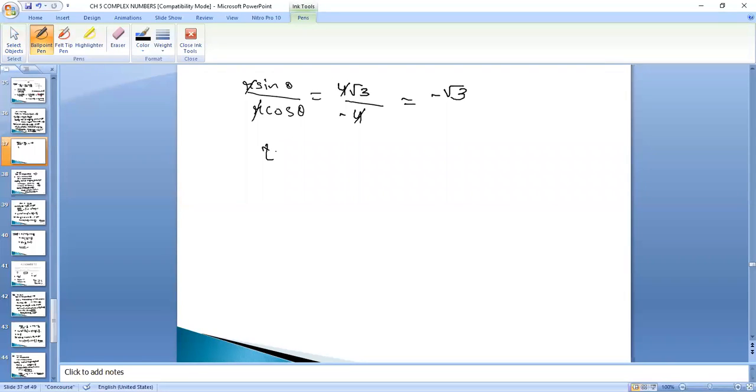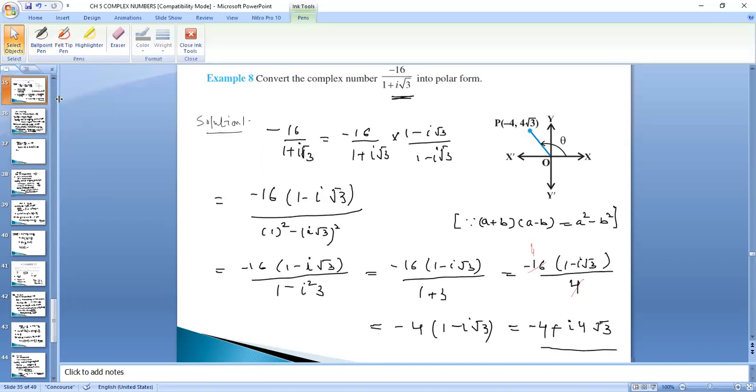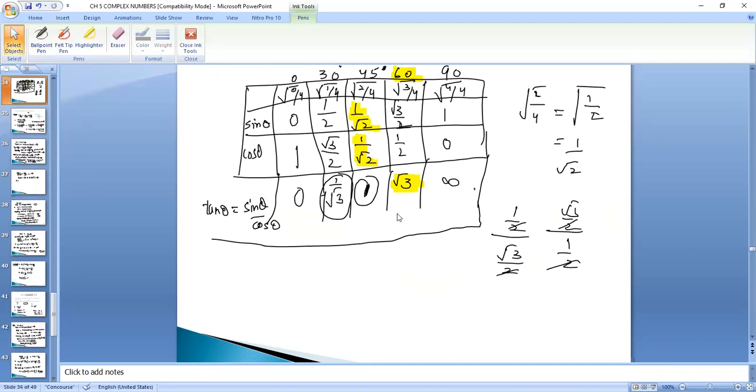Cancel r. Sin theta upon cos theta is equal to tan theta, which equals minus root 3. This implies theta is equal to tangent inverse of minus root 3. For what value of tangent will theta be root 3? So we will go to the table.